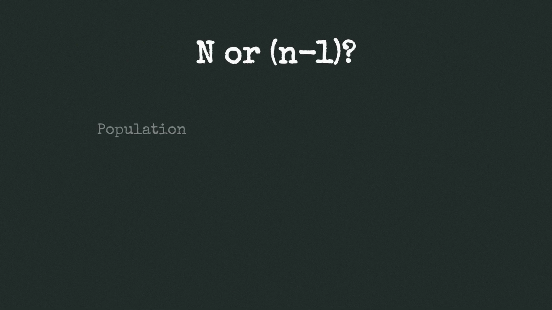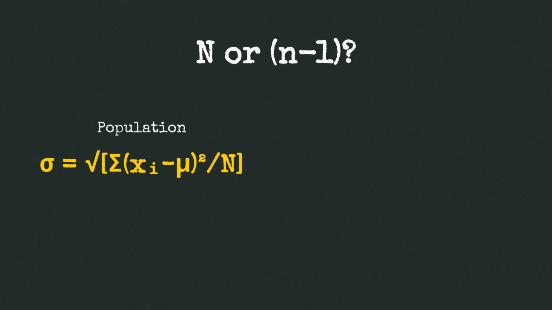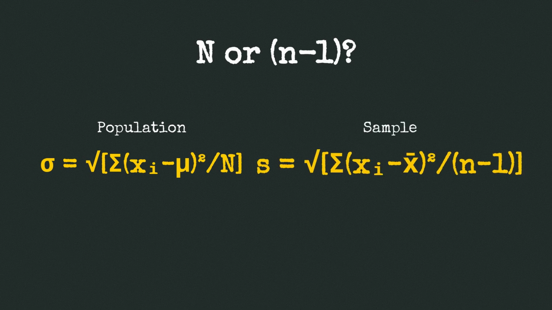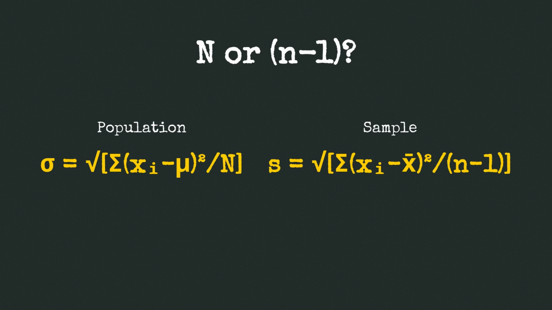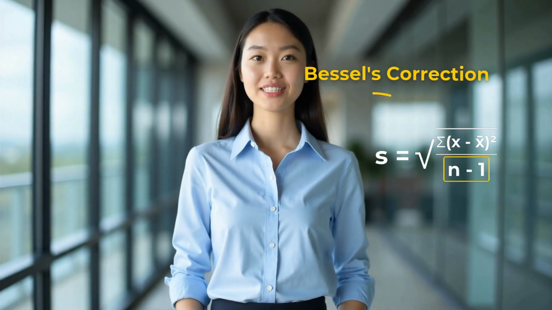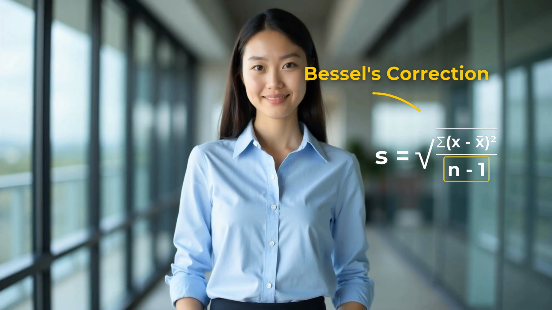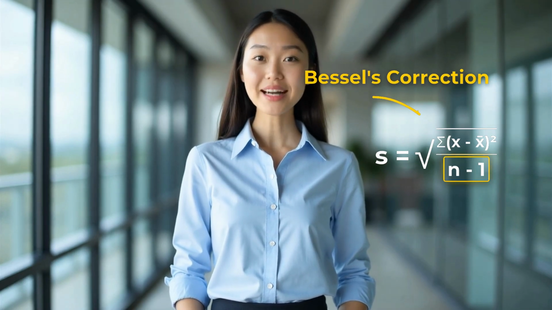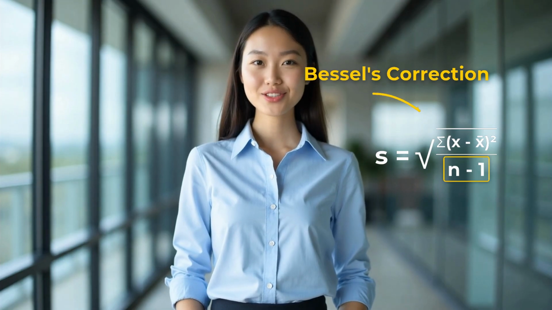Do you divide by n or n-1? If you have data for an entire population, every single member, divide by n. That gives you the population standard deviation, written as sigma. If you only have a sample drawn from a larger group, which is the case most of the time, divide by n-1. That gives you the sample standard deviation, written as s. The -1 is called Bessel's correction, and it prevents you from underestimating the true variability.